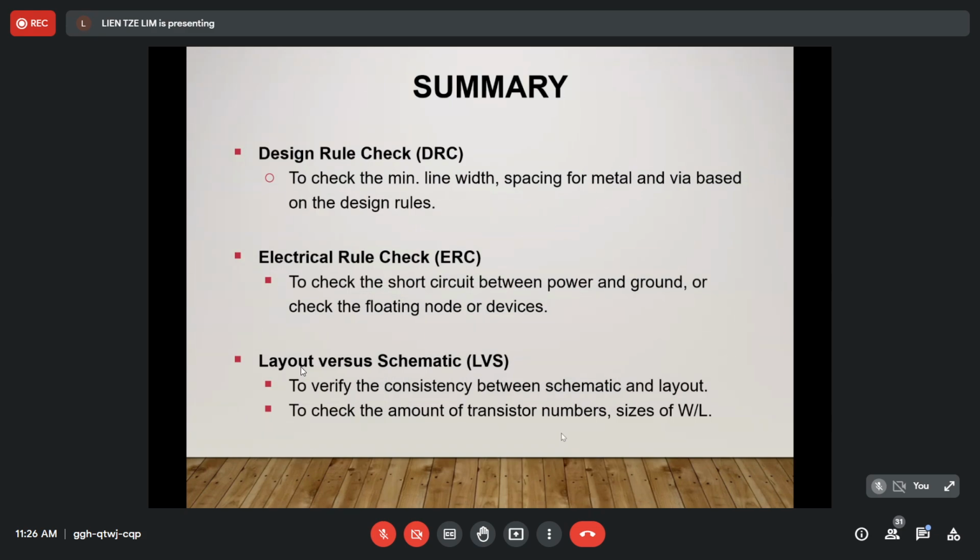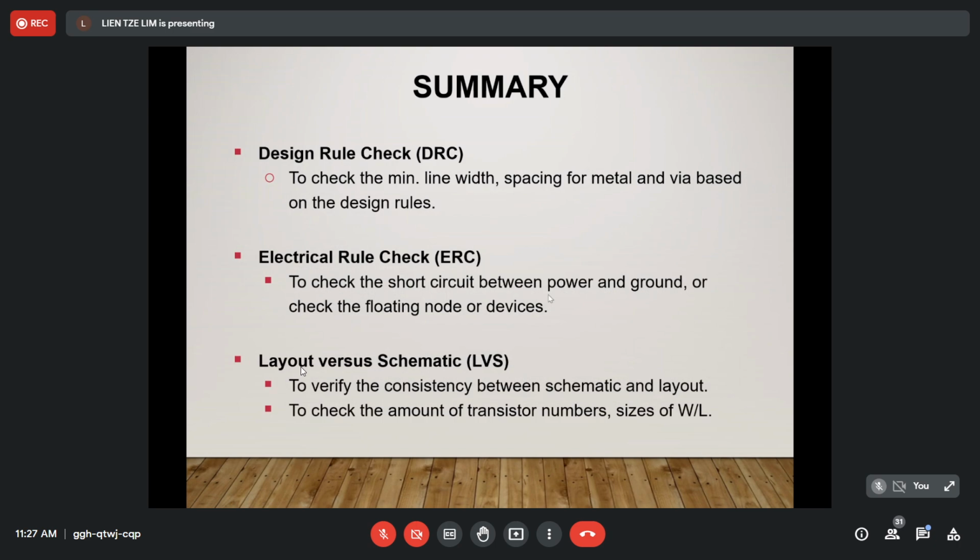As a summary, the design rules check is to check the minimum line width and spacing for metals and wires based on the design rules. ERC, electrical rule check, is to check for short circuits between power and ground, or floating nodes or devices. Power and ground are connected through the contact, so ERC will check the contacts in the wells. Then layout versus schematic, LVS, is to verify the consistency between schematic and layout, and to check the number of transistors and the size, width over length.